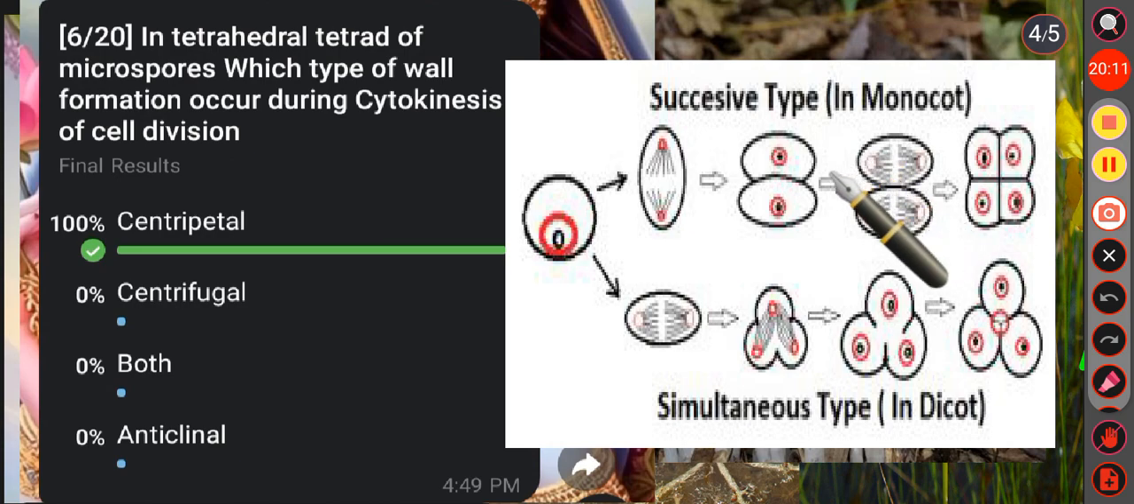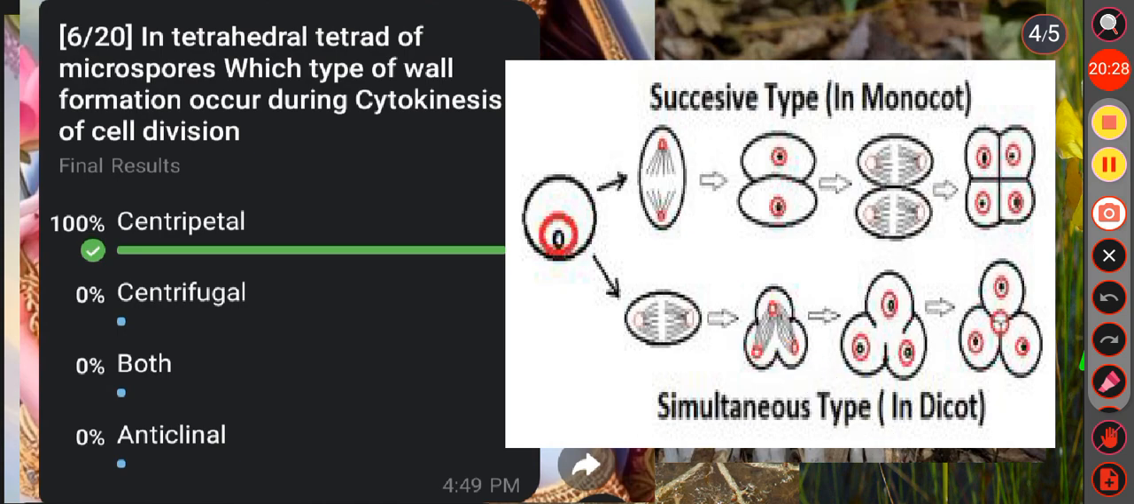And here the wall formation is centrifugal, that is from center to periphery. So here it is called the centrifugal in a monocot. But in dicot it is called simultaneous type.